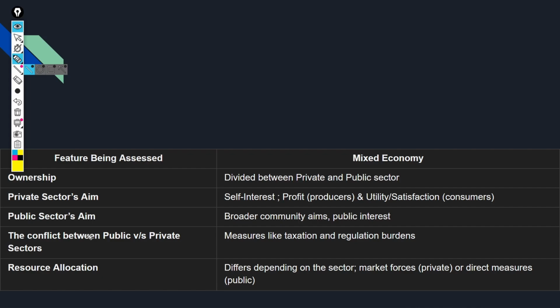to tax the private sector greatly, and they'll want to set regular boundaries on the prices you can put for the private sector for products, so profit can still be capped. And resource allocation, like we talked about, can depend on the market forces or direct measures by the public.